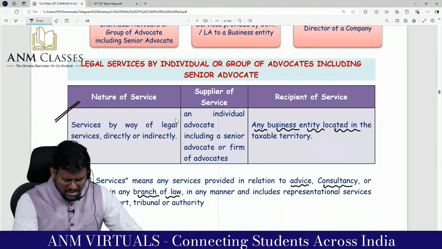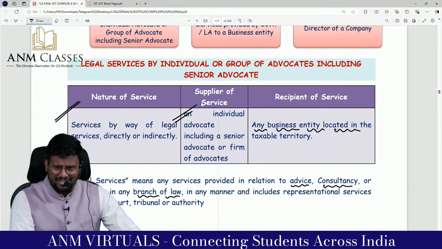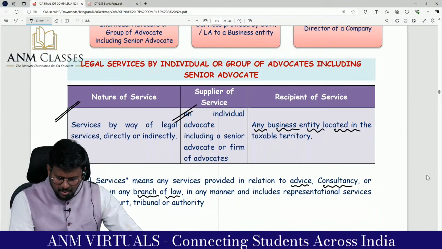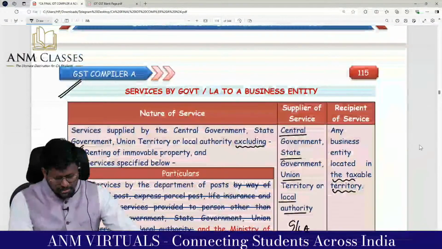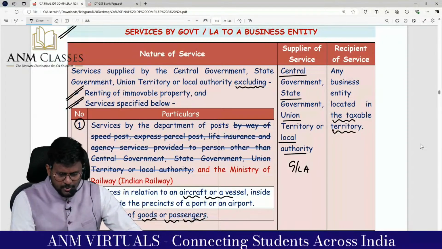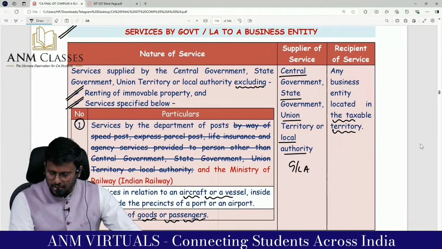Sir, if the service provider is an individual advocate or group of advocates including a senior advocate and the service recipient is a business entity located in taxable territory, the business entity located in taxable territory is the person liable to pay GST on RCM basis. Are you all really with me? If the service provider is central government, state government, local authority or, sir, union territory and the service recipient is a business entity located in taxable territory, the business entity located in taxable territory is the person liable to pay GST on reverse charge basis.